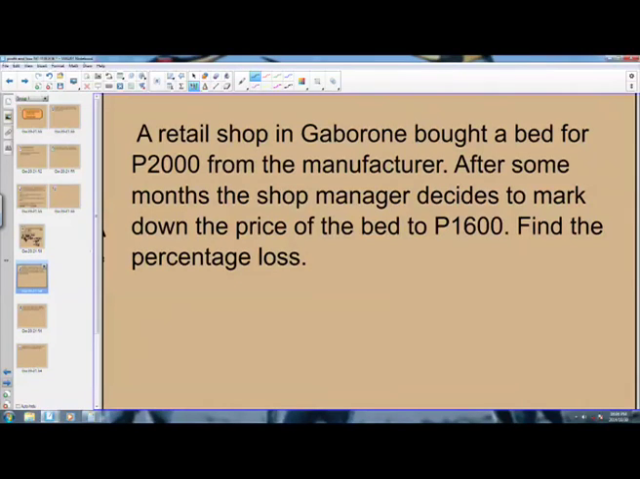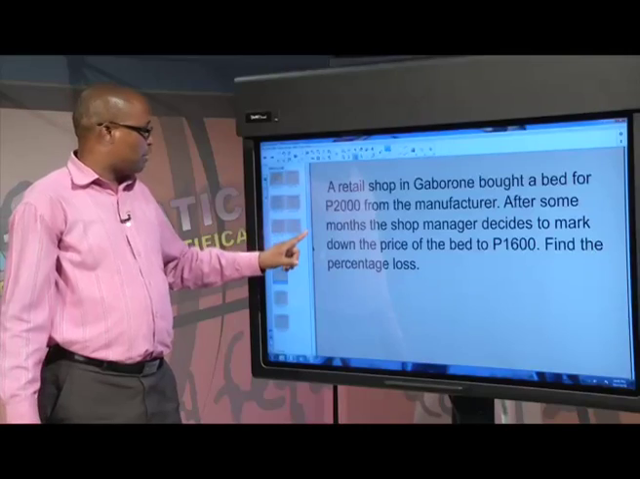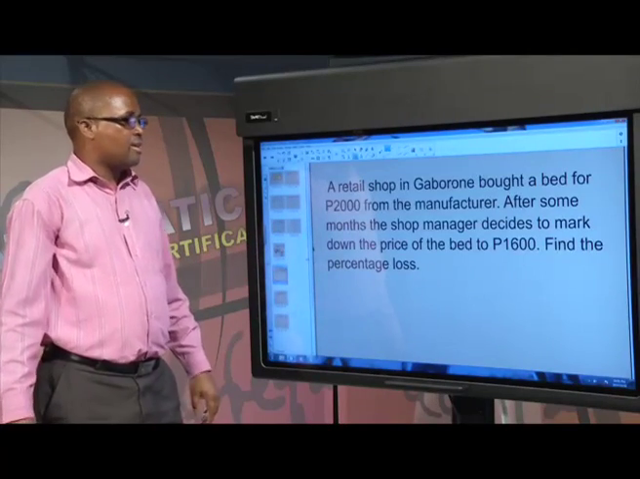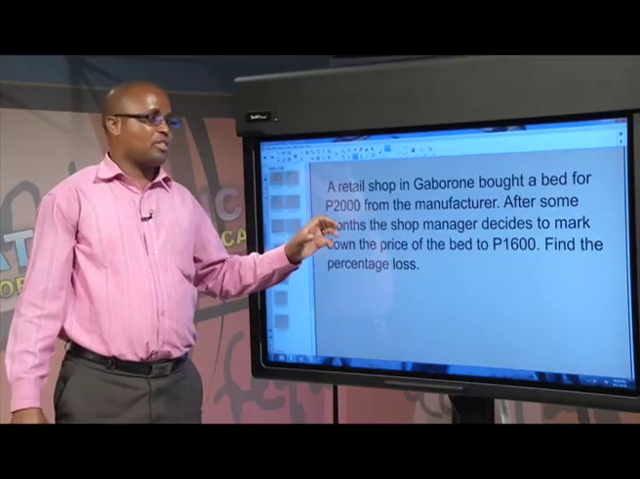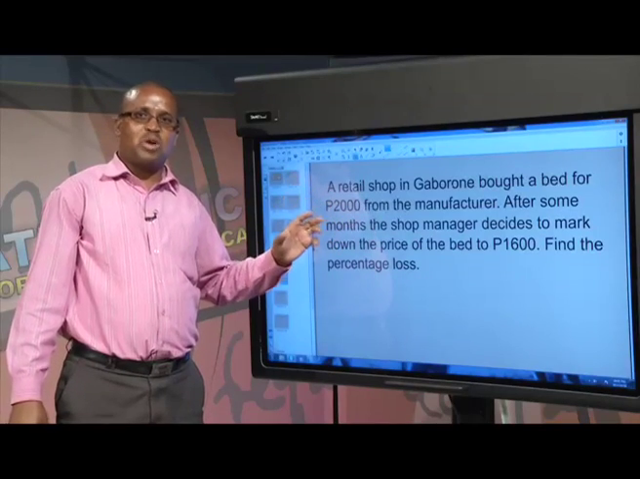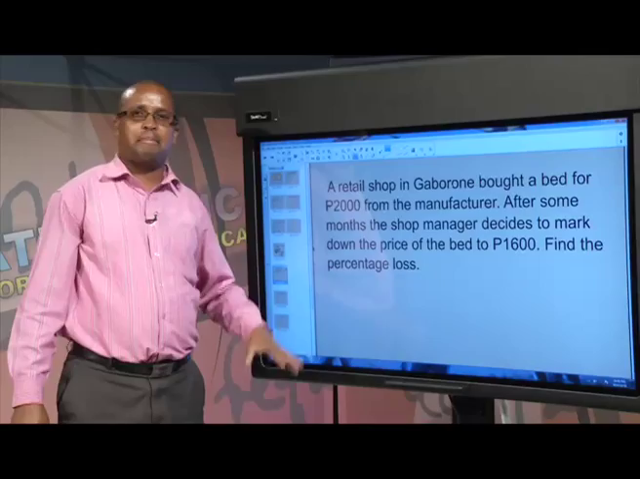It says a retail shop in Gaborone bought a bed for 2,000 pula from the manufacturer. After some months, the shop manager decides to mark down the price of the bed to 1,600. Find the percentage loss. So we are to find the percentage loss for this. Now, before we can continue with this question, let us go for a short break. When we come back, we'll continue with this question.